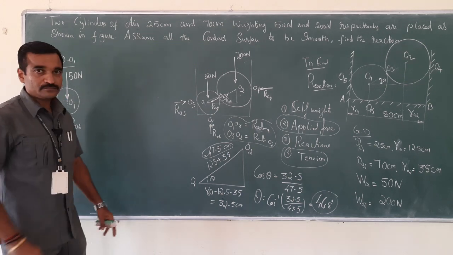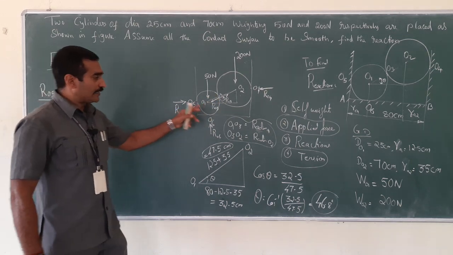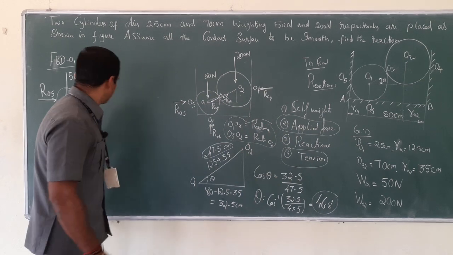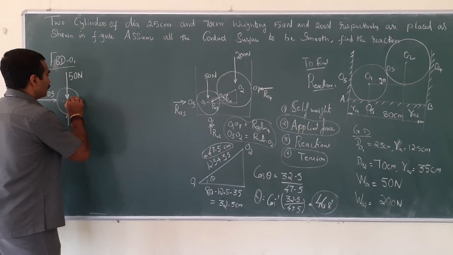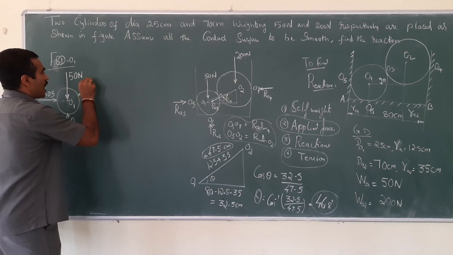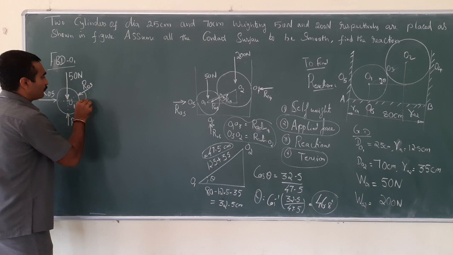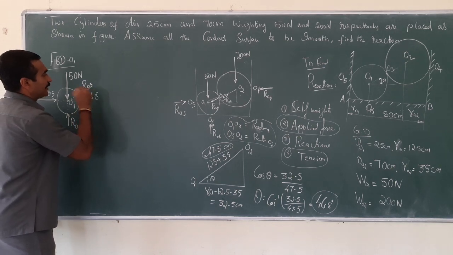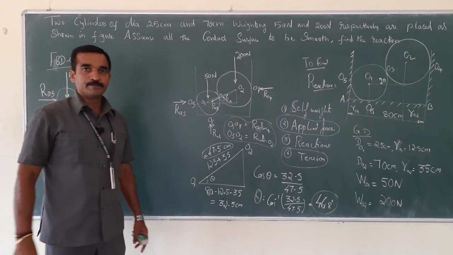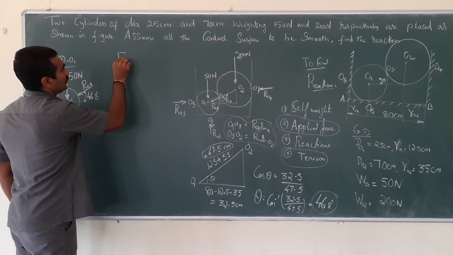R05. Got it? Then what about R03, which is of inclination 46.8. This is R03 and the inclination is of 46.8 degree. Right. Let me just draw FBD for 2.